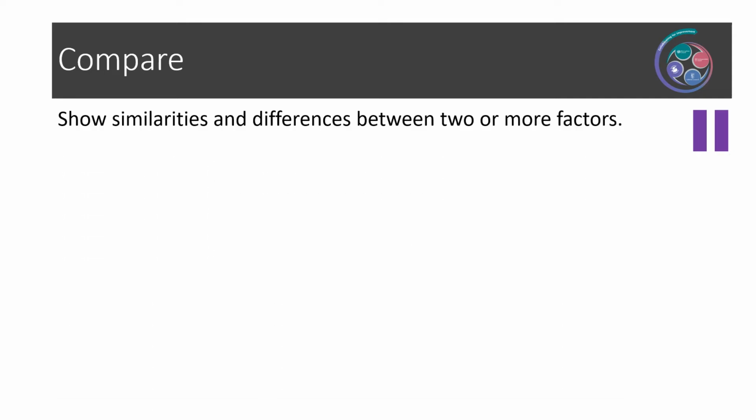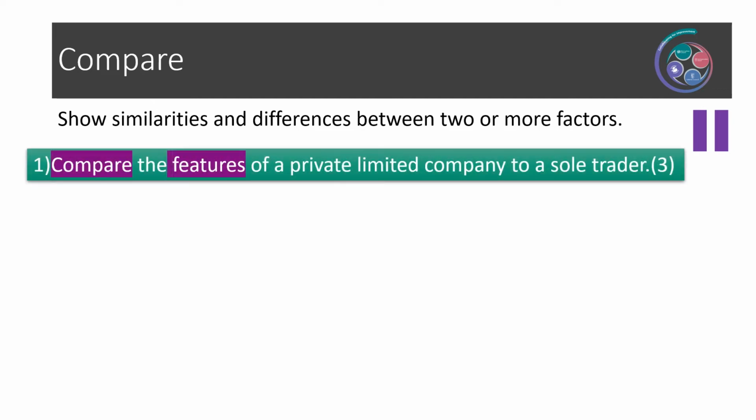Okay, now we're going to look at compare. Compare is a trickier little command word. And we're looking at showing similarities and differences between two or more factors. So for example, a question would be to compare the features of a private limited company to a sole trader. So what we're looking at for you to do here is use the phrase whereas in your answers. So compare really has two parts to it. It's got a part A and it's got a part B.